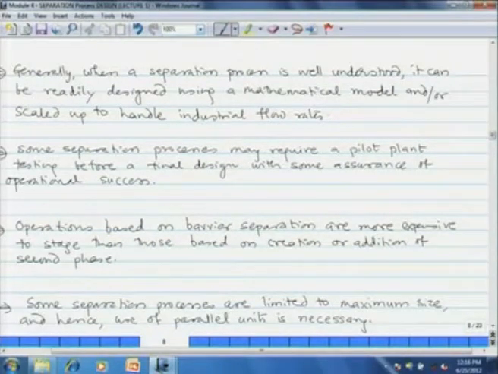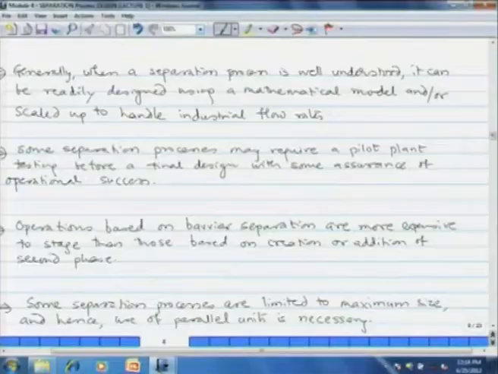Operations based on barrier separation are more expensive to stage than those based on creation or addition of a second phase. For example, membrane modules are difficult to stage as compared to distillation or absorption, which is creation or addition of a second phase.